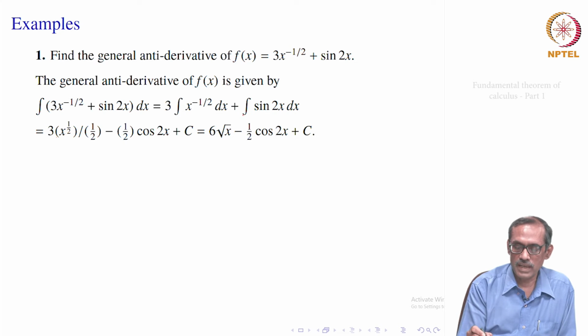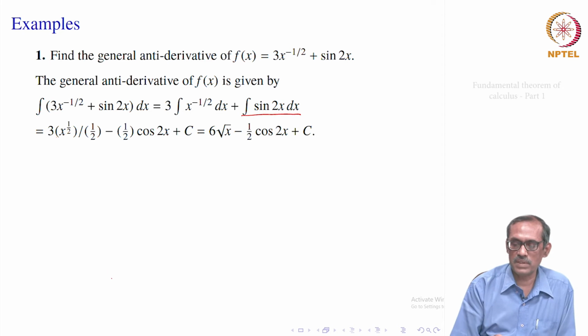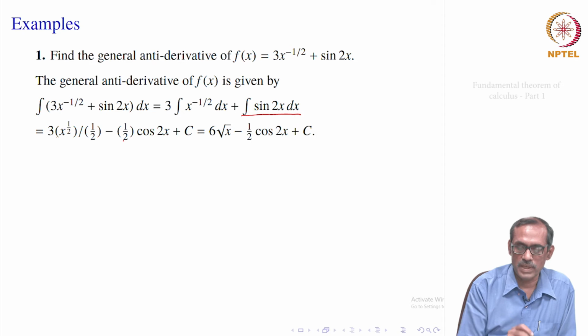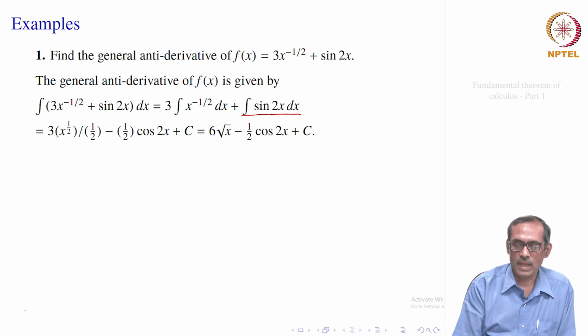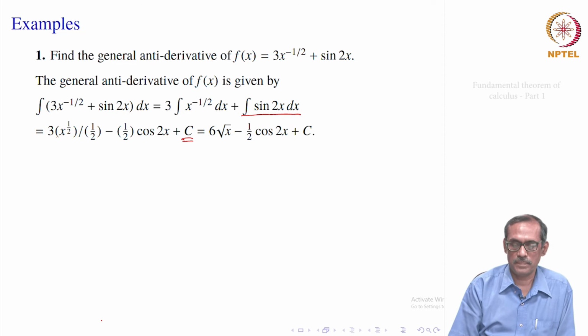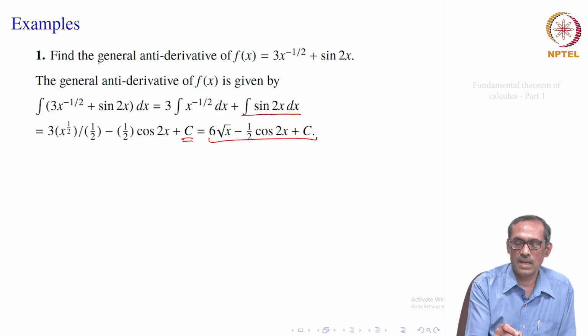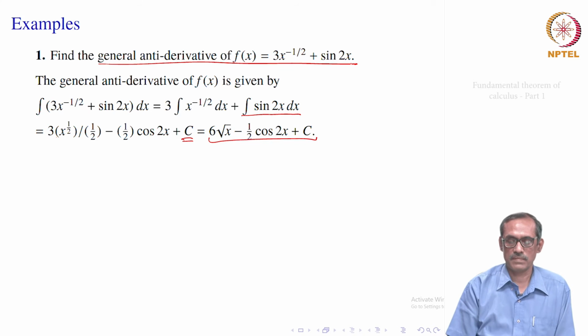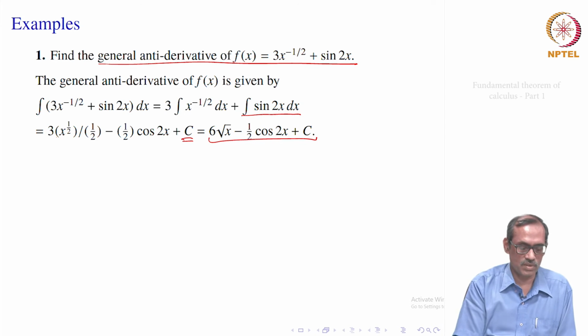Then you find the function whose derivative is sin 2x. That also you know: it is minus cos kx divided by k. So, that gives minus cos 2x by 2, and of course some arbitrary constant might be there because it is an indefinite integral. You simplify, that gives you 6 square root of x minus half cos 2x plus c, that is the indefinite integral or the general antiderivative of f(x). So, this is how our formulas and the linearity property will be helpful.